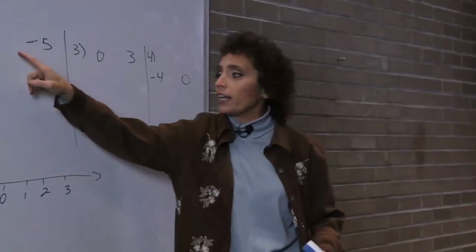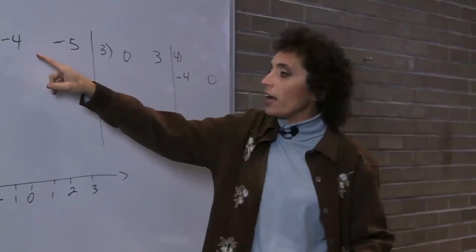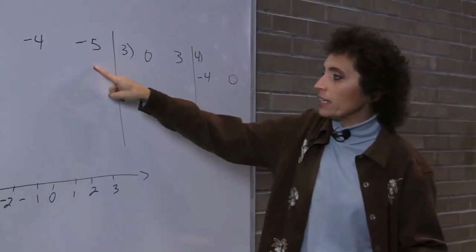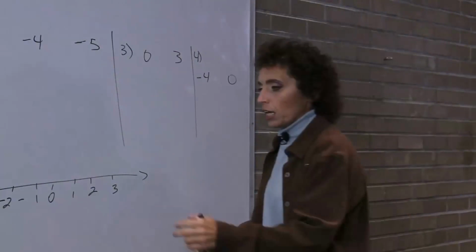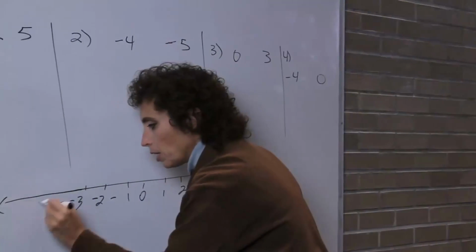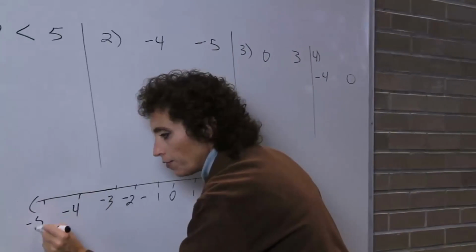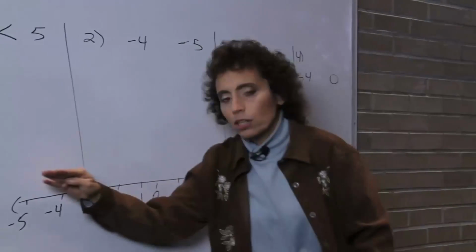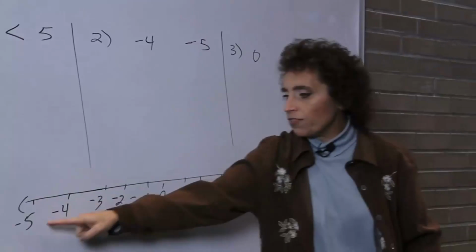Now here comes the harder one, negative 4 and negative 5. Everybody wants to say that negative 4 is less than negative 5, but let's think about this. Negative 4, let me extend my line for you. Negative 4, negative 5. Remember, as you move left, the numbers are getting smaller. So negative 5 is actually smaller.